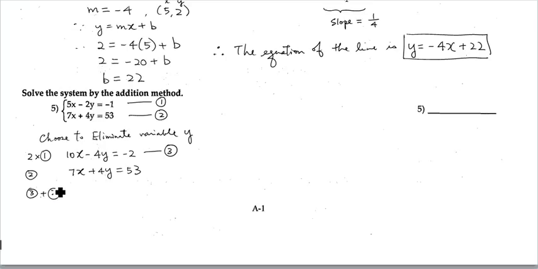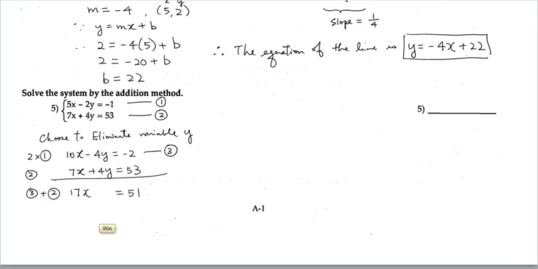Now make your points clear, telling people what you are doing. So stack them up, and then we got 17x is equal to 51. When we add them together, the y will be eliminated. So I got 17x is equal to 51.